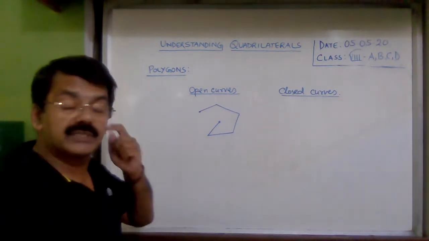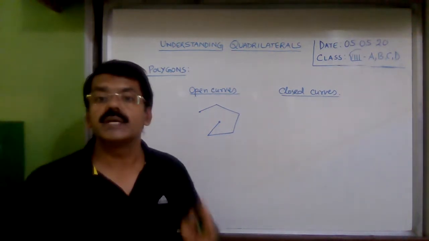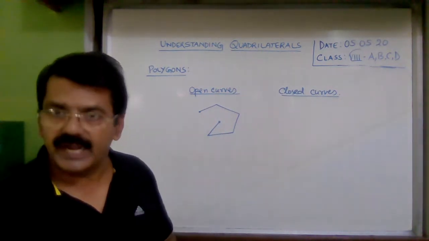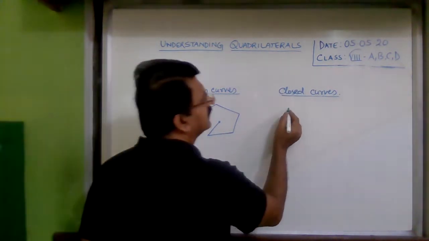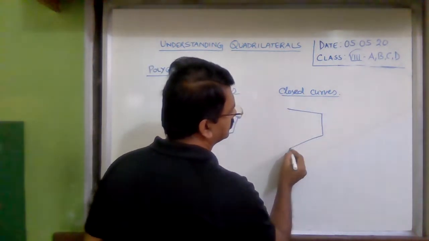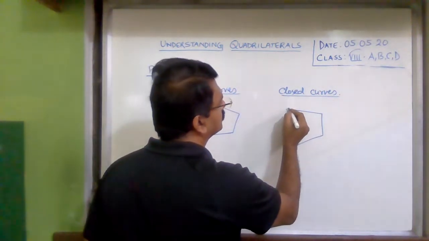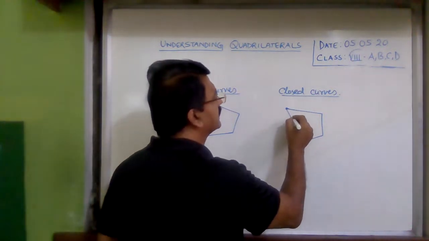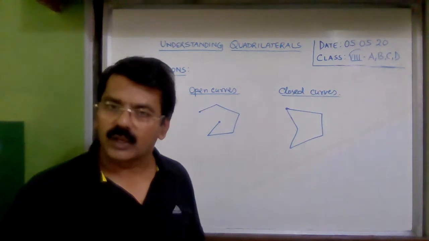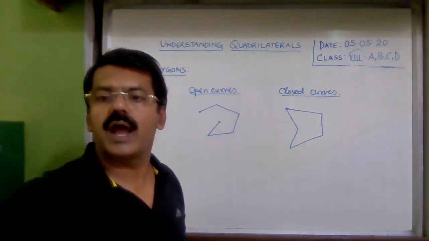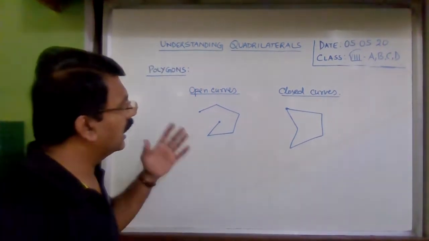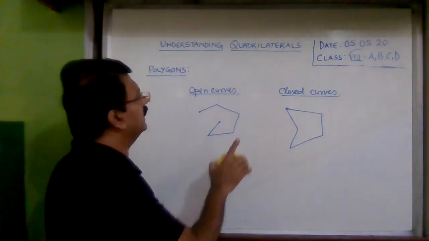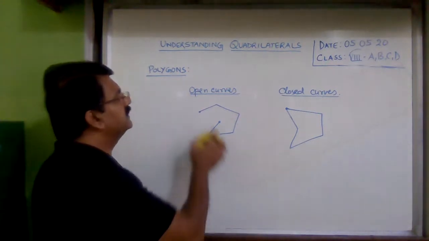Now what are closed curves? Closed curves are those curves in which the starting point and the finishing point, or the end point, are the same. Like here you can see the starting point and the end point are the same, so they are called closed curves. Clear? I hope it is clear what are open curves and what are closed curves.